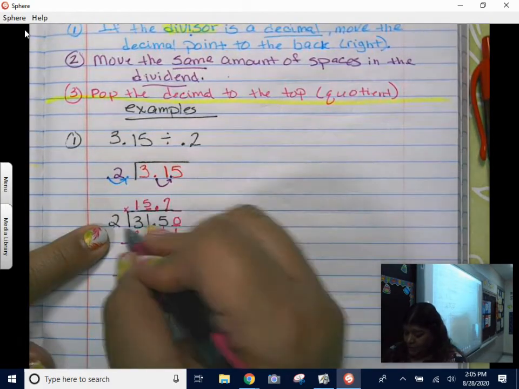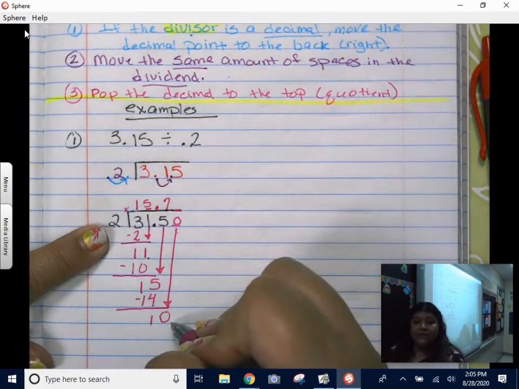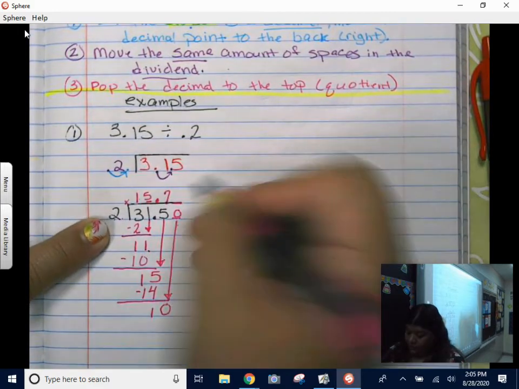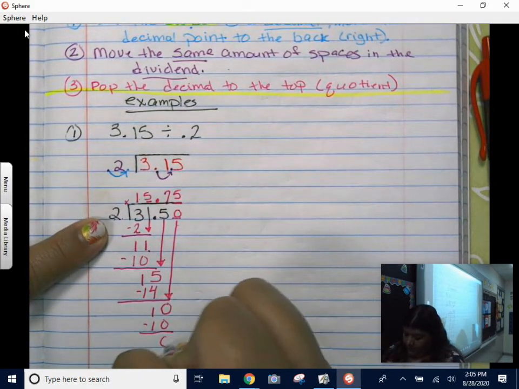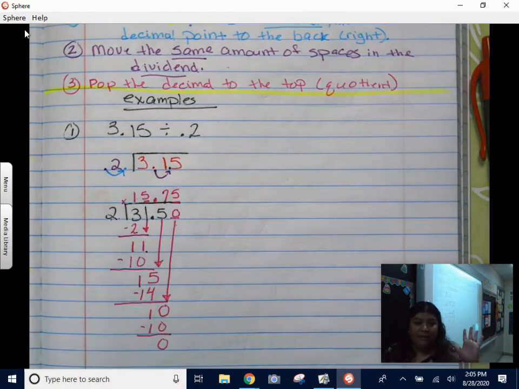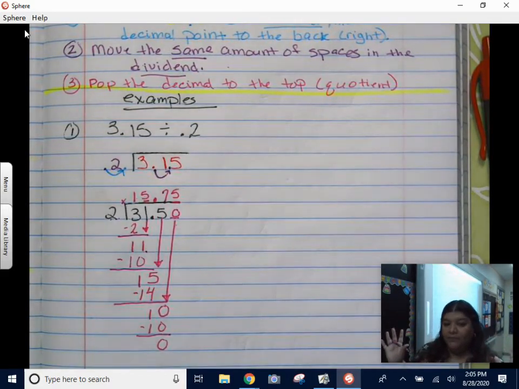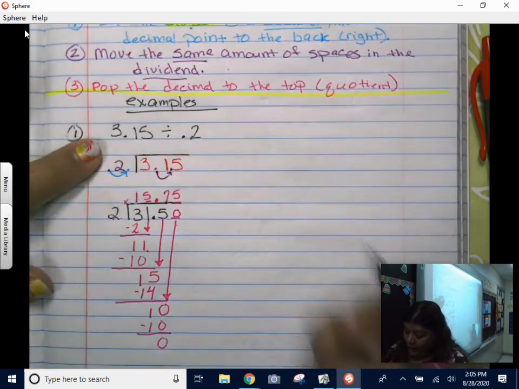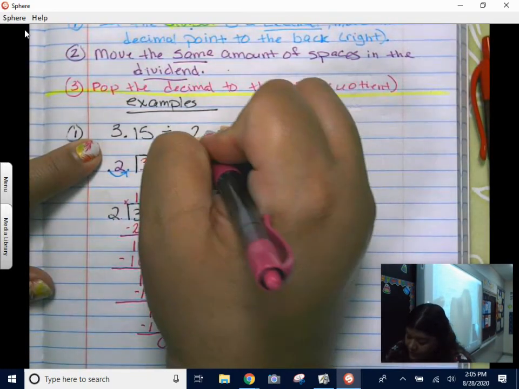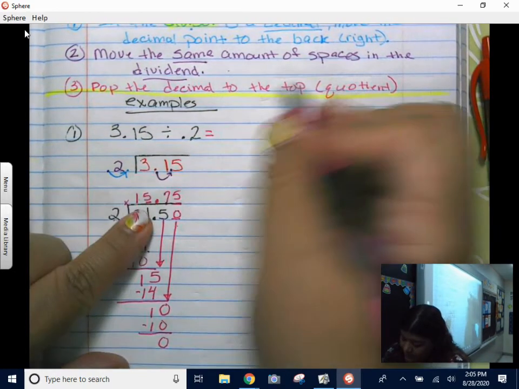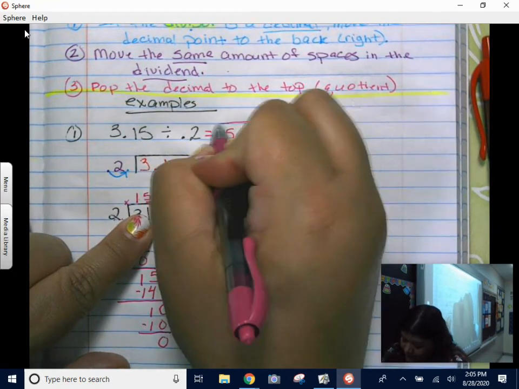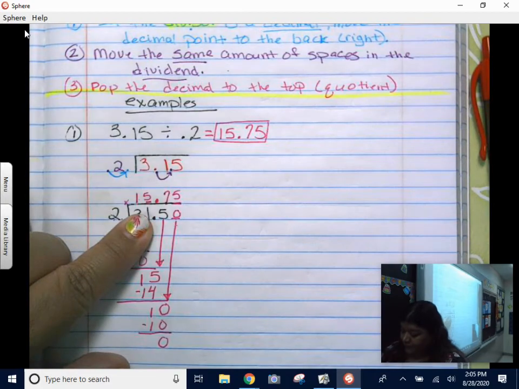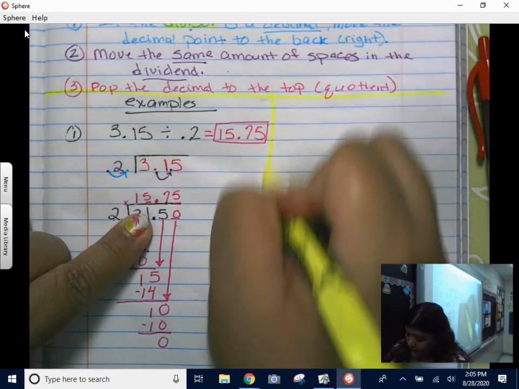So now we have 2 times what gets me close to 10? Times 5. I have a 0 remainder, which means I'm done. I can stop right there, okay? So 3 and 1500ths divided by 2/10 equals 15 and 75 hundredths, okay? Just like that.